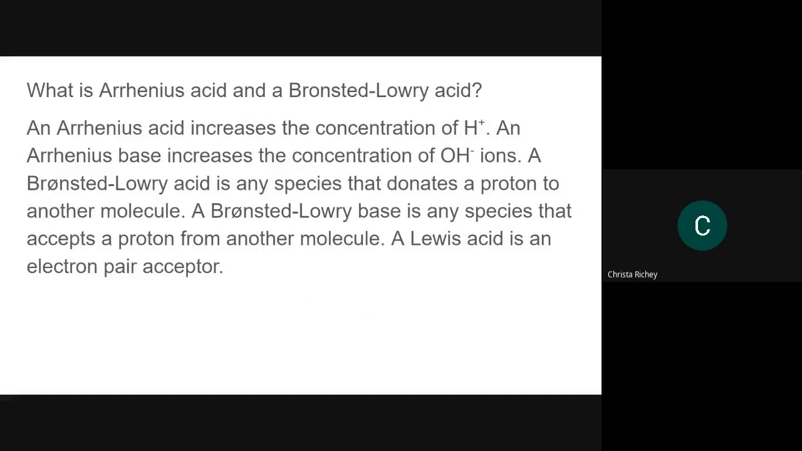All right, we did not cover this. We have Arrhenius acids, we have Bronsted-Lowry acids, we also have Lewis acids. I have no idea how this is asked on the CDE.